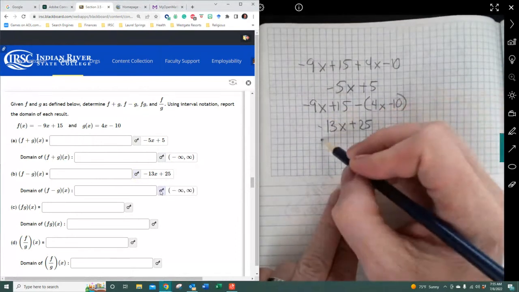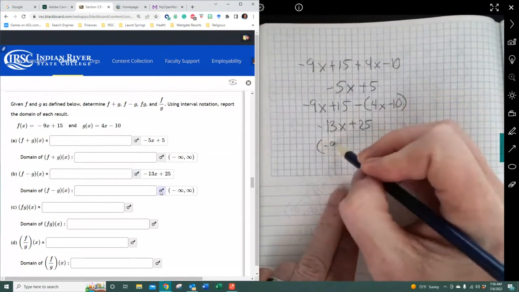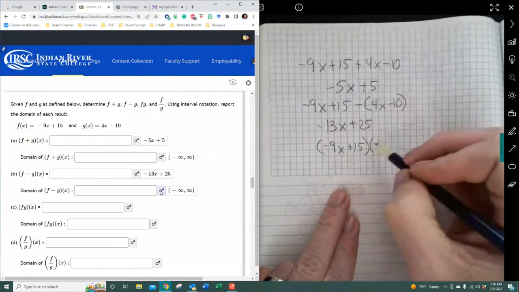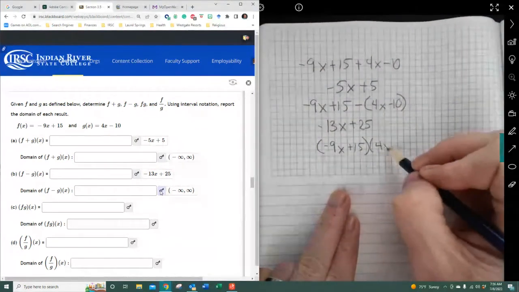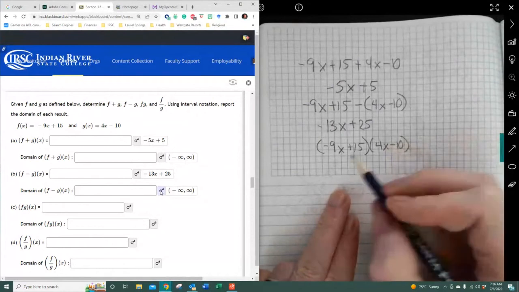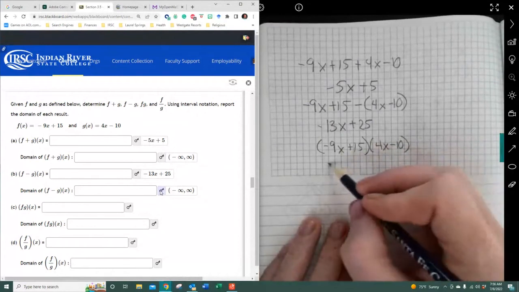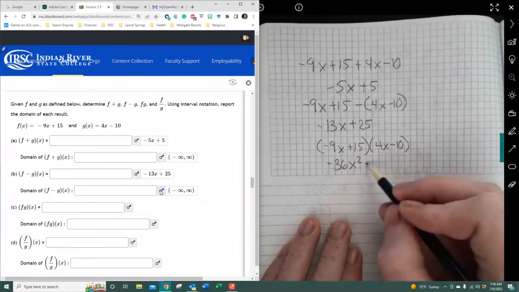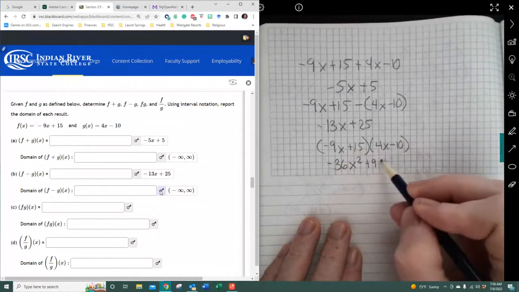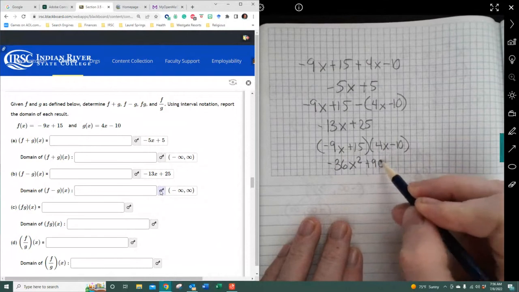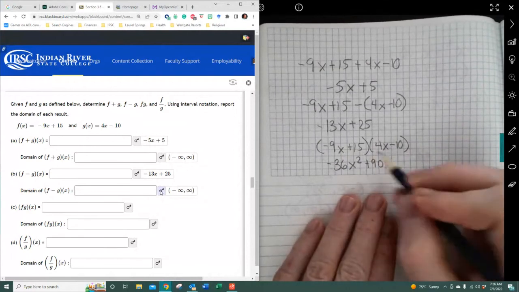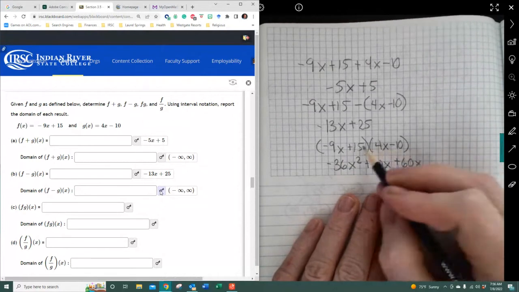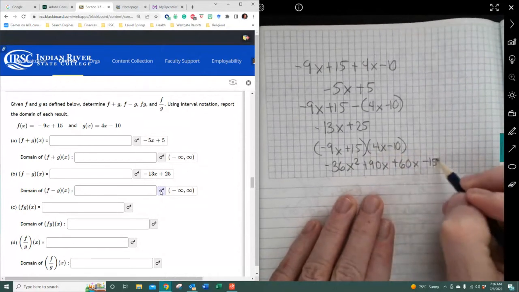Now, when we do multiplication, it's going to be the same concept as what we just did. All right, but now we have two binomials that we multiply together, which creates a trinomial. All right, and that trinomial then looks like something like negative 36x squared, and then this is going to give us positive 90x, and then this is going to give us positive 60x, and this is going to give us negative 150.